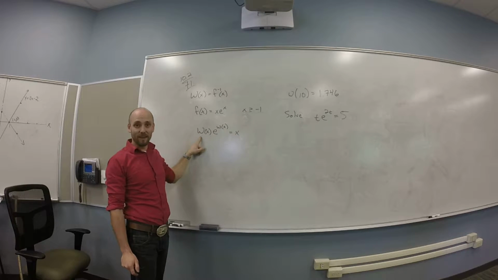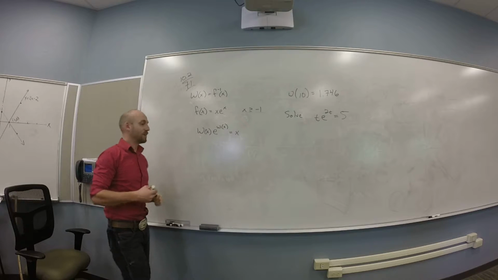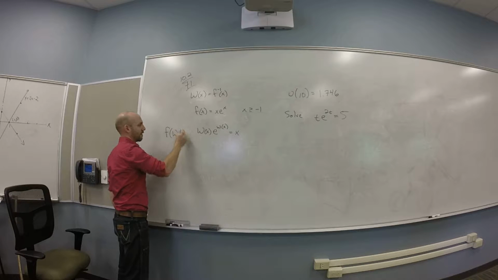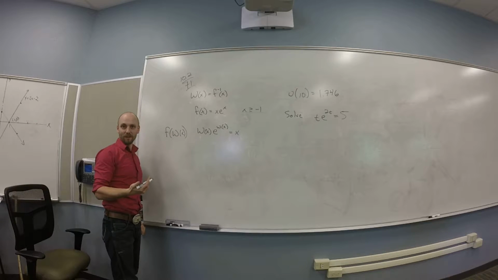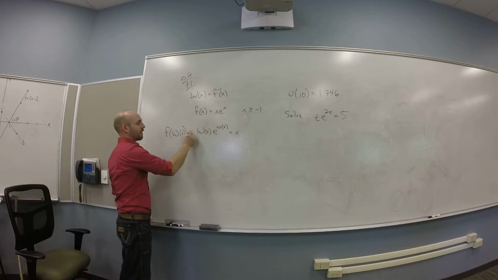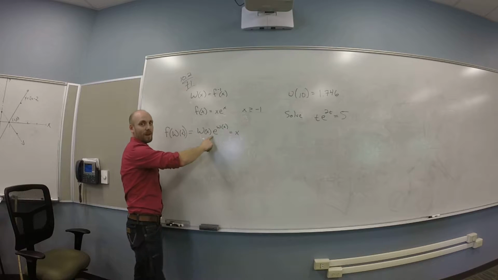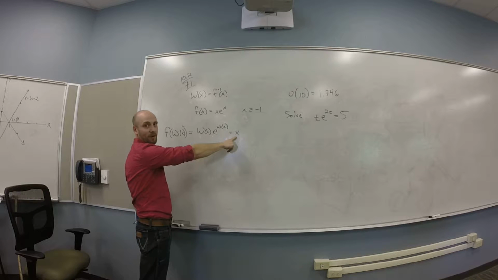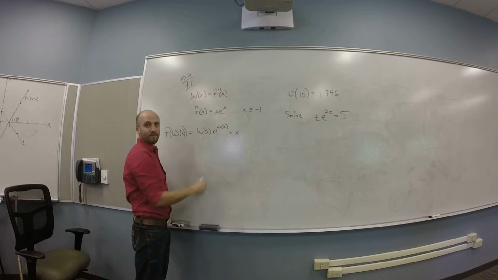The fact that it's an inverse function means that if you do f of w, they should undo one another. In other words, if you cram w into the formula for f, you'll get back to where you started. Cool?